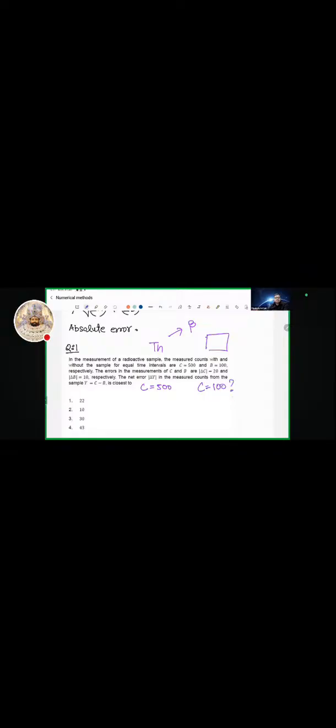Why is this 100 there? Because there is a background. The universe also is giving us some beta particles. So these 100 beta particles are coming because of the universe. But when you put thorium, you are getting 500 beta particles. So the C value I know is 500, the B value I know is 200. Error in the value of C is 20. Error in the value of B is 10. What is the net error? Net error means absolute error in the measured count of Y. What is Y? Y is C minus B. Apply the formula, give me the answer.